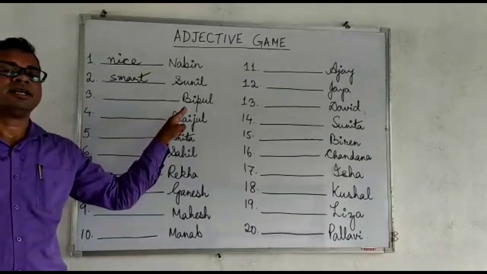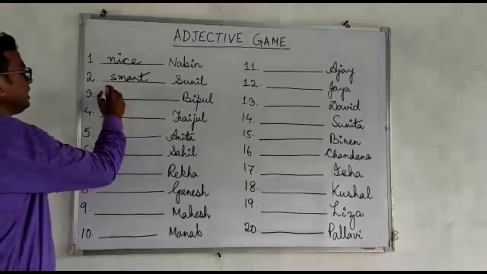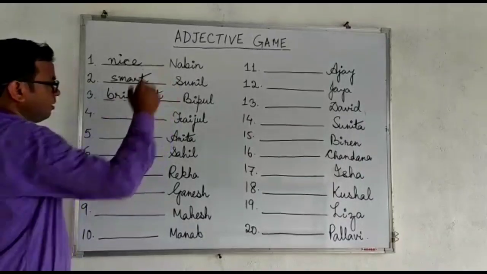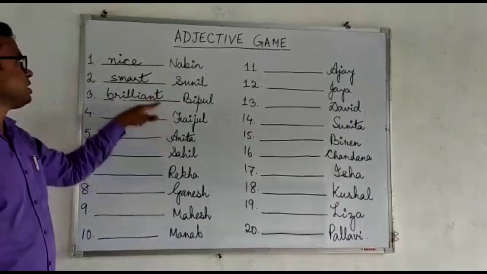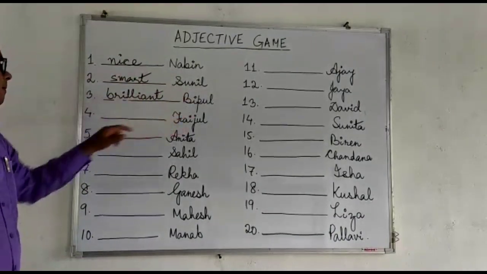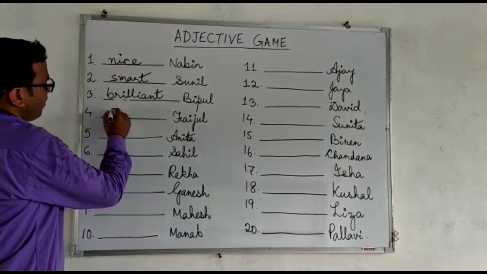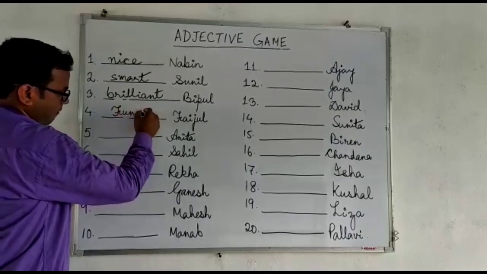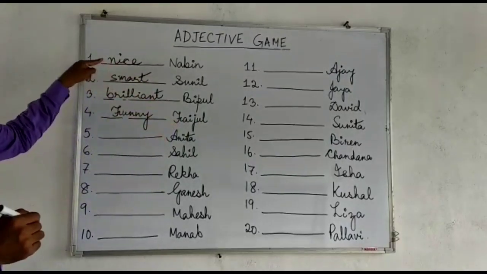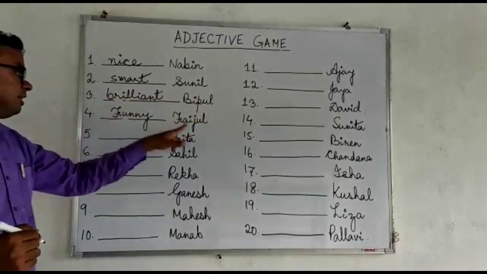Then what will the third student say? He will say nice Nabin, smart Sunil, and brilliant Vipul. Now what will Faisal say? He will start from Nabin, nice Nabin, smart Sunil, brilliant Vipul, and funny Faisal. So already they have learned 4 adjectives: nice Nabin, smart Sunil, brilliant Vipul, funny Faisal.